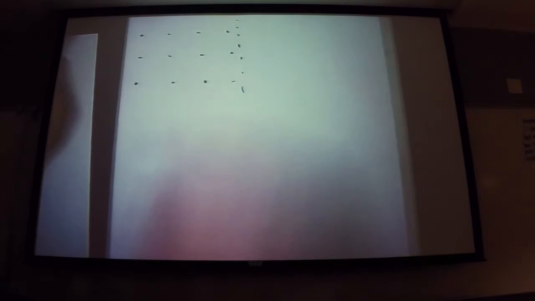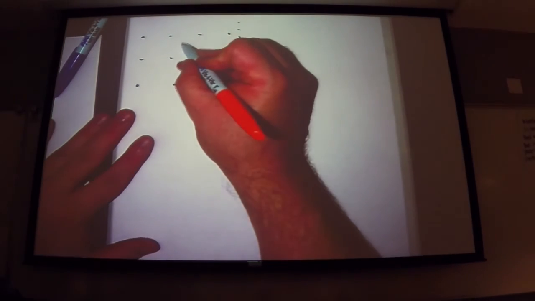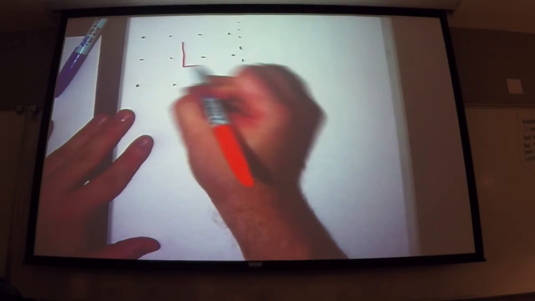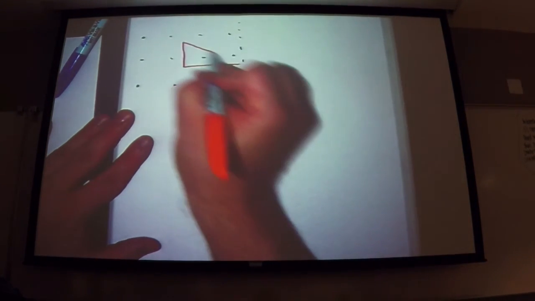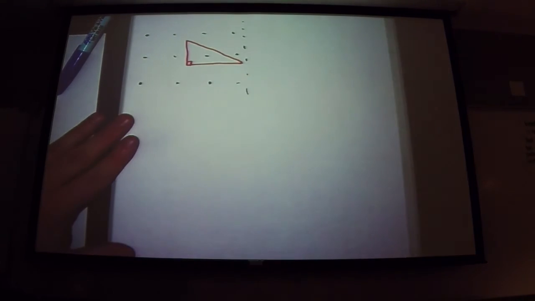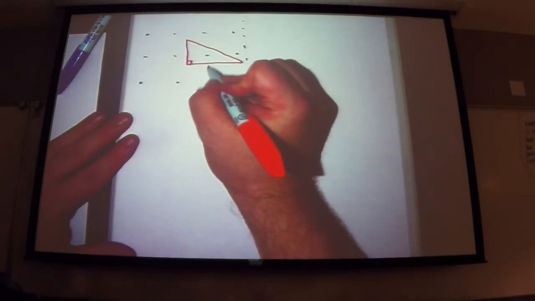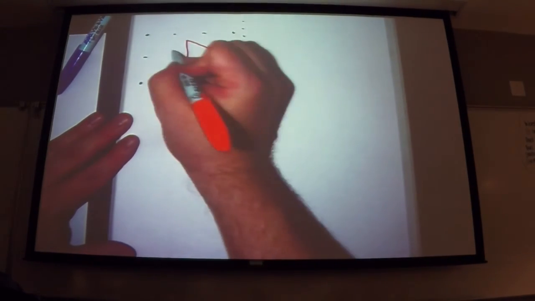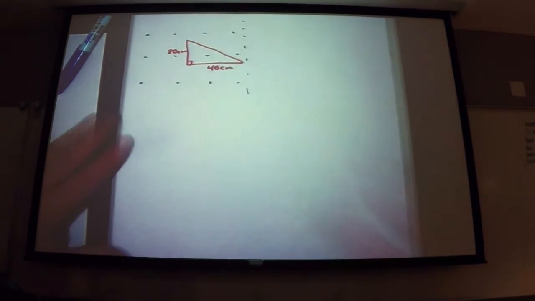We'll start on this one. Let me put a triangle. I'll make it a right triangle. Let's say that this distance here is 40 centimeters, and this distance is 30 centimeters. Okay? 40 and 30 centimeters.